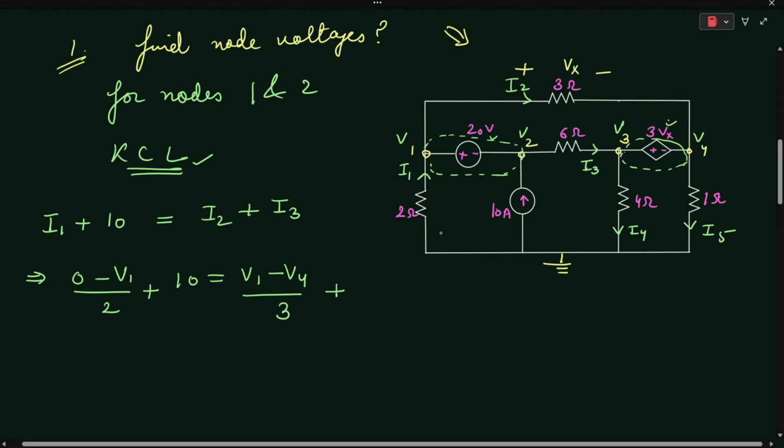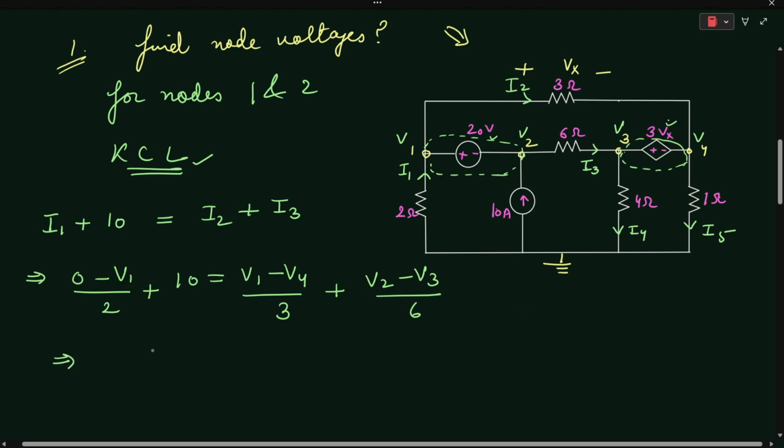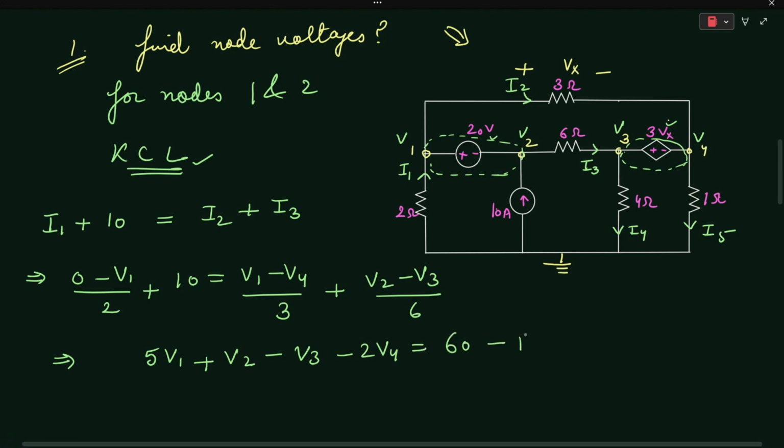plus (V2 minus V3) upon 6. On simplifying, we get 5V1 plus V2 minus V3 minus 2V4 is equal to 60. Let's say this is your first equation.